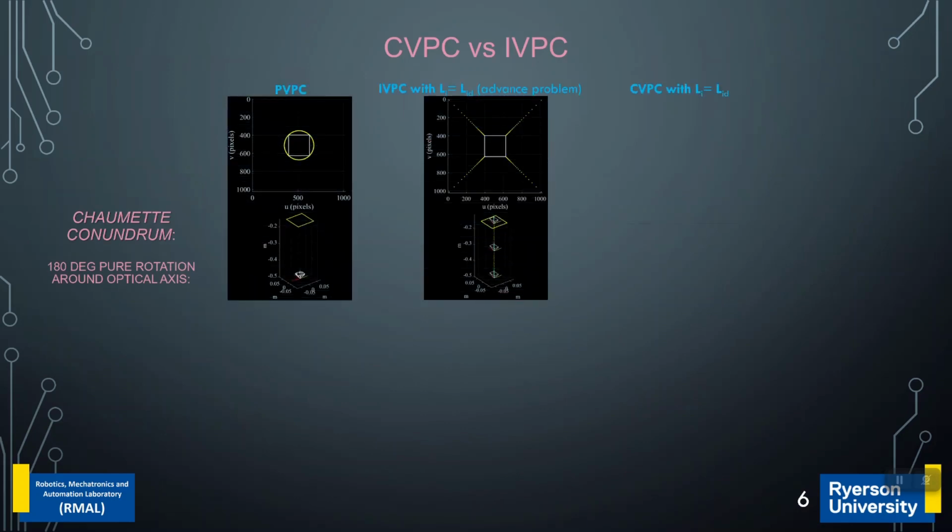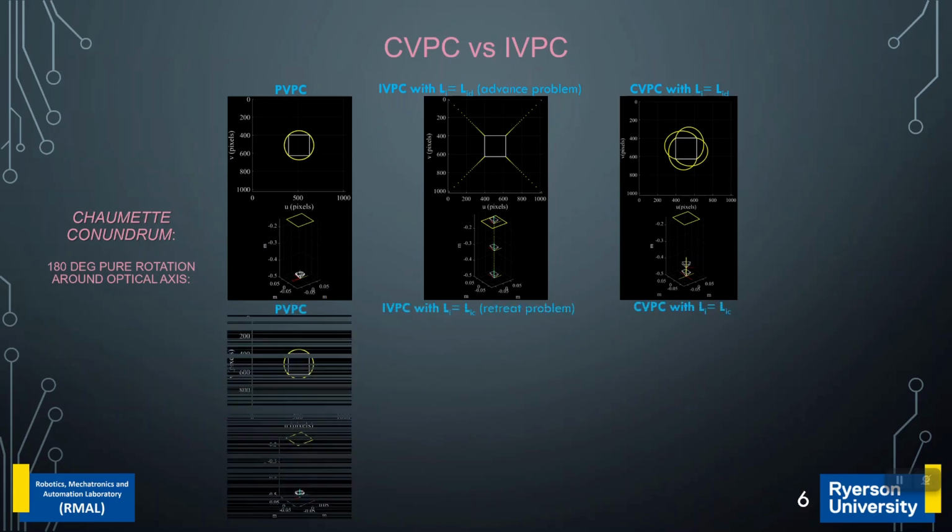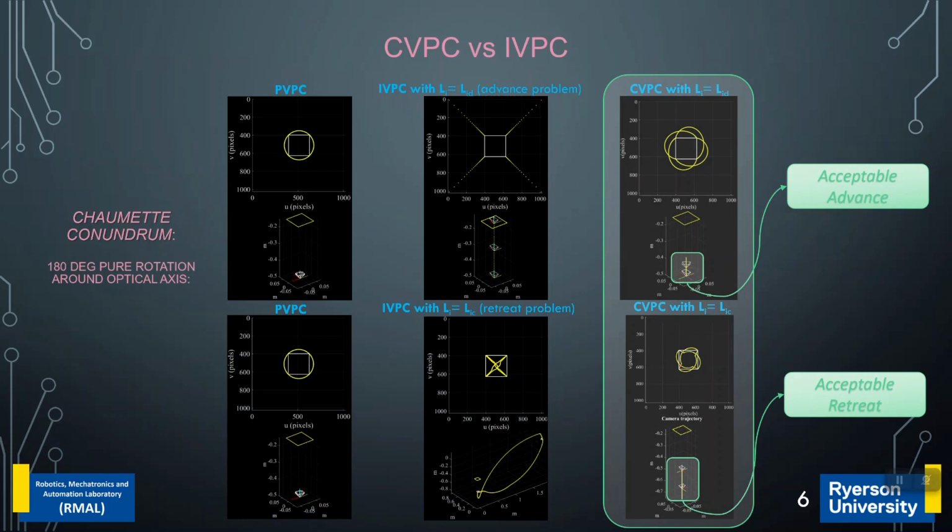As was mentioned before, one of the issues in IBVS and also in its predictive equivalent, IVPC, is the camera retreat or advance problem. These issues emerge when there is a large amount of pure rotation around the optical axis. In the Chaumette conundrum, which is a 180-degree pure rotation around the optical axis, the control of a free-flying camera by IVPC will fail due to unbounded retreat or advance problems. These issues will be alleviated in CVPC by utilizing the combination of PVPC and IVPC.